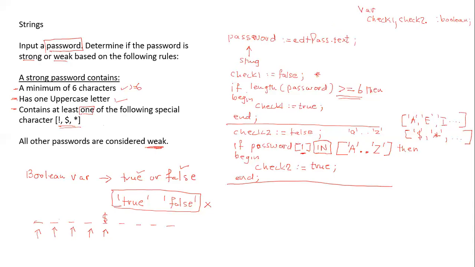So let's attempt this technique. So now I need a check3, which is going to serve that purpose. And because I need to check each character, a loop is going to come in here, and it's going to be a fixed repetition. So I'm going to run a loop for I, assign the value 1 to the length of password, do, and let's begin.